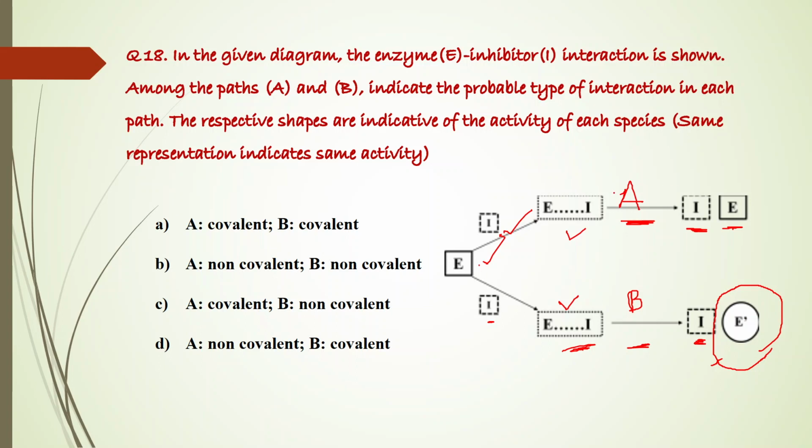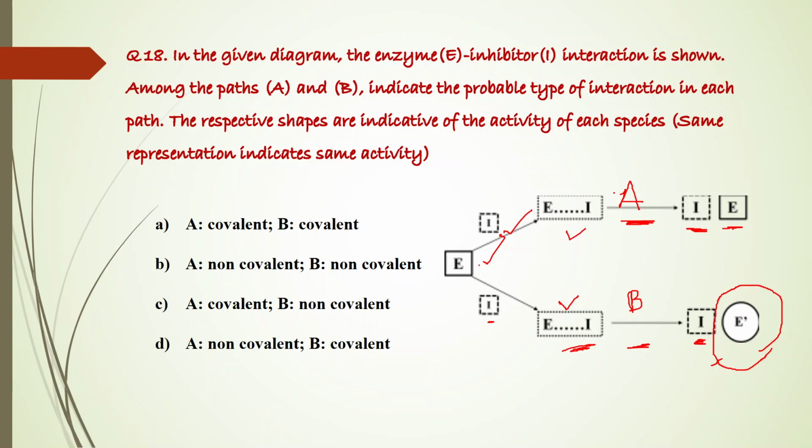So let us look at A. Obviously in case of A, no such change has happened. So we can think that whatever interaction the enzyme had with the inhibitor was of a non-covalent type. Only in that case it will not lead to any kind of structural or conformational change that can alter the activity of the enzyme. So in pathway A, non-covalent interactions were happening.